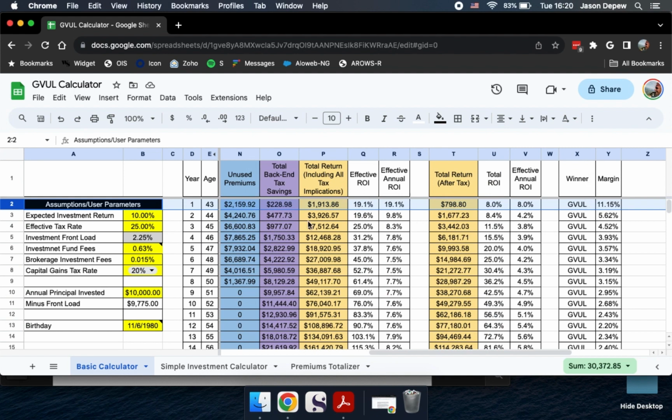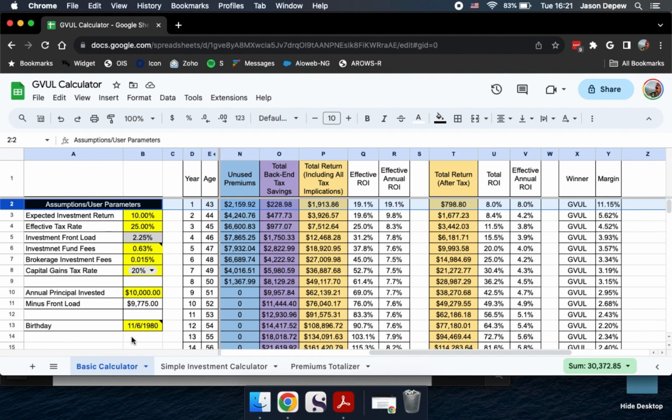Then this next column picks the winner. It says, is your return bigger in the GVUL with the tax advantages, or is it bigger in the regular brokerage account by having lower fees? And it shows the margin. This 11.15 is this 19.1 minus this 8.0%.